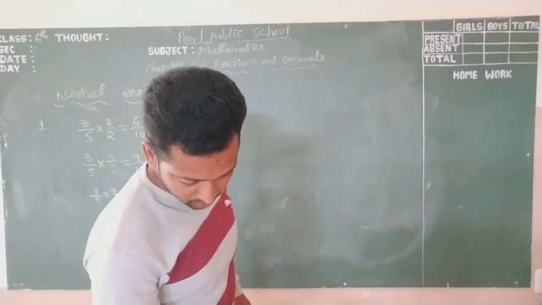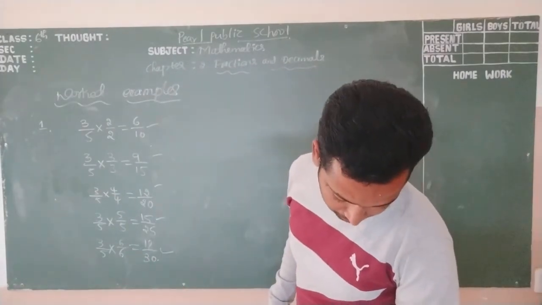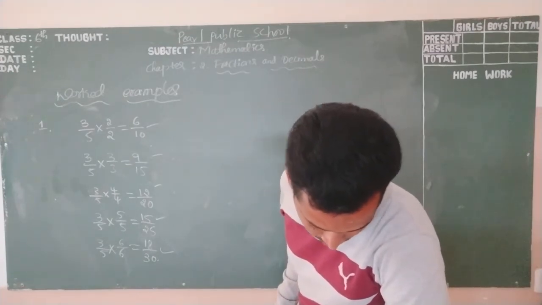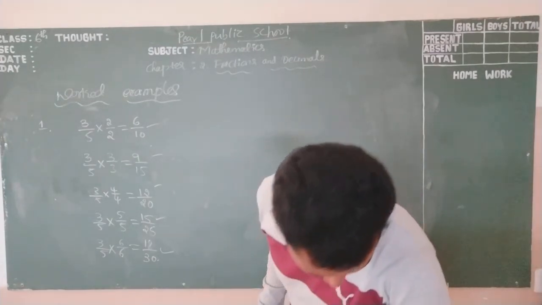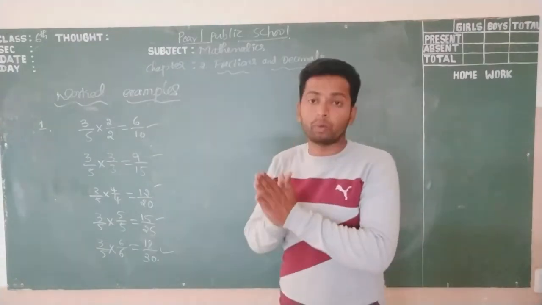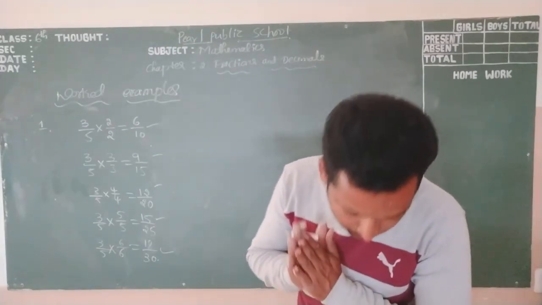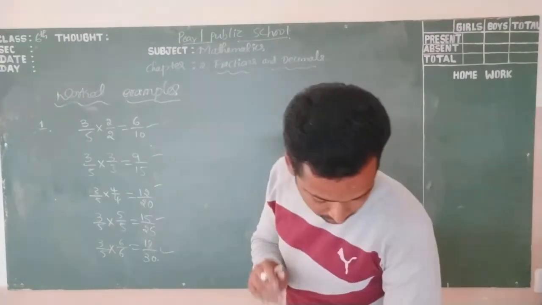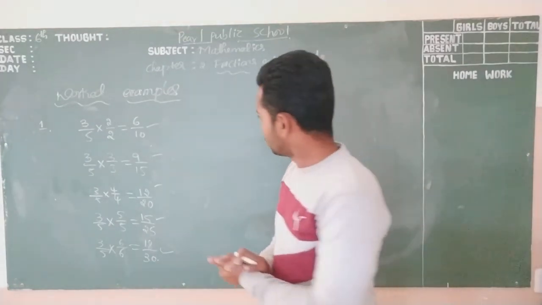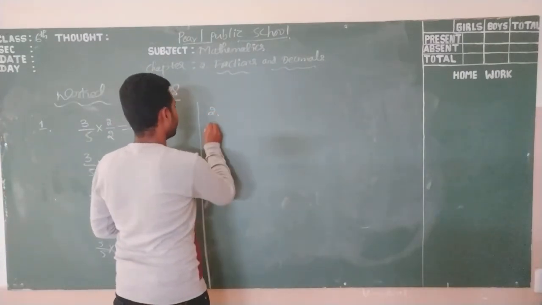Okay, now next one is: Ramesh solved 2 by 7 part of the exercise while Seema solved 4 by 5 of it. Who solved the lesser part? See here, Ramesh solved 2 by 7 part of the exercise while Seema solved 4 by 5 of the exercise. Okay, who solved the lesser part? See the second worked example. What is given?